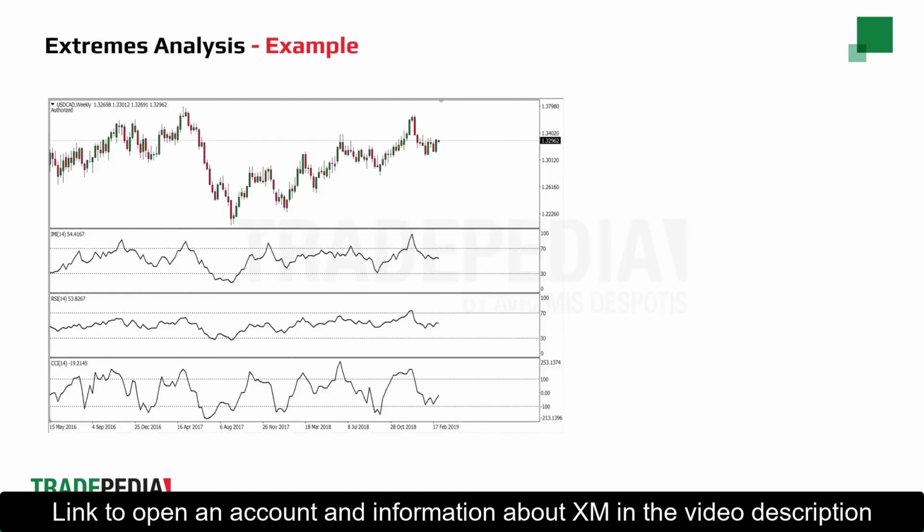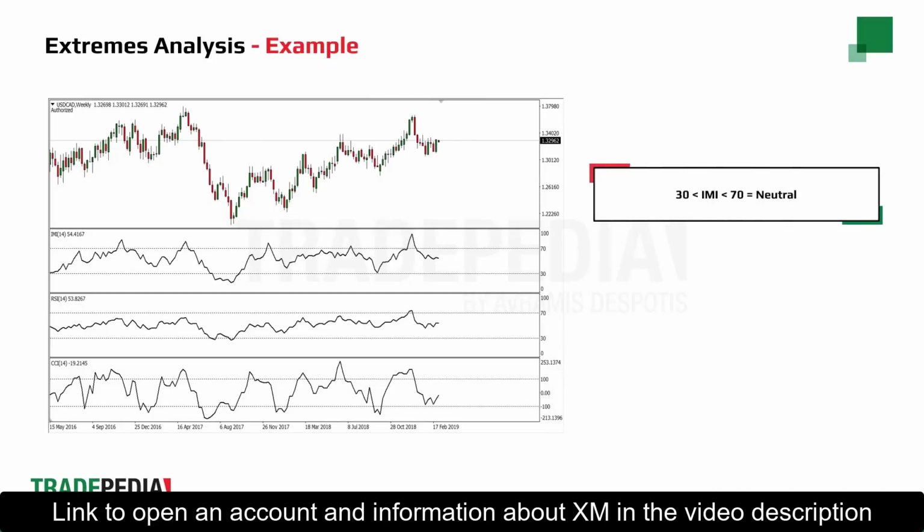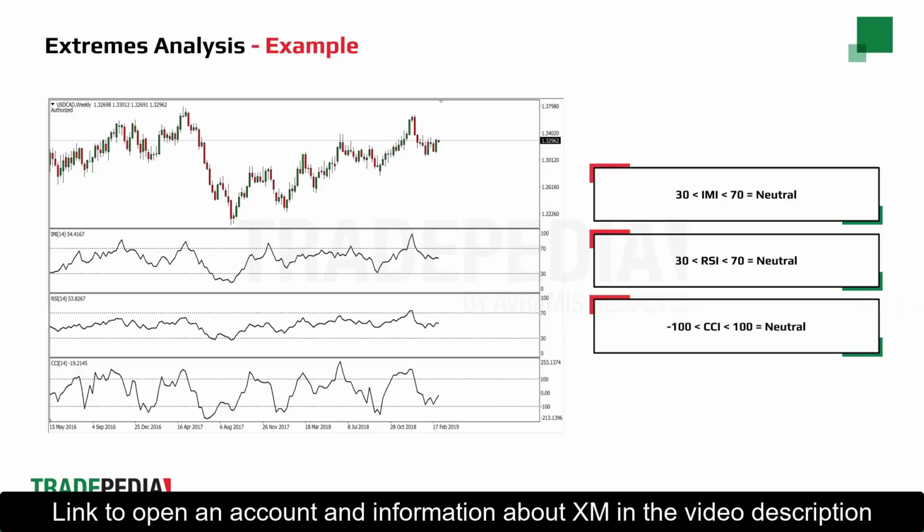Moving to the third aspect in our analysis, price extremes. We notice that IMI is higher than 30 and lower than 70, and therefore giving a neutral signal. The RSI is also floating in the neutral zone between the levels of 30 and 70. Similarly, the CCI indicator is above -100 but below +100 and also giving a neutral signal. As a conclusion, since all 3 extreme indicators are giving neutral signals, we conclude that the price is in a neutral state and can move smoothly in any direction.